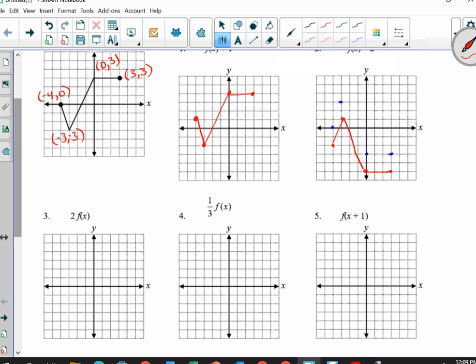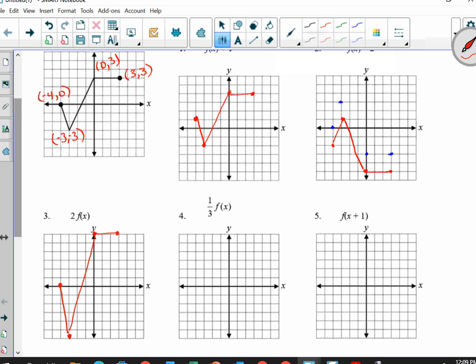All right, stretched by 2. Guys, just multiply your y values by 2. So negative 4, 0 is still negative 4, 0. Next point is at negative 6, 0, 6, 3, 6. Right. Just stretch vertically.